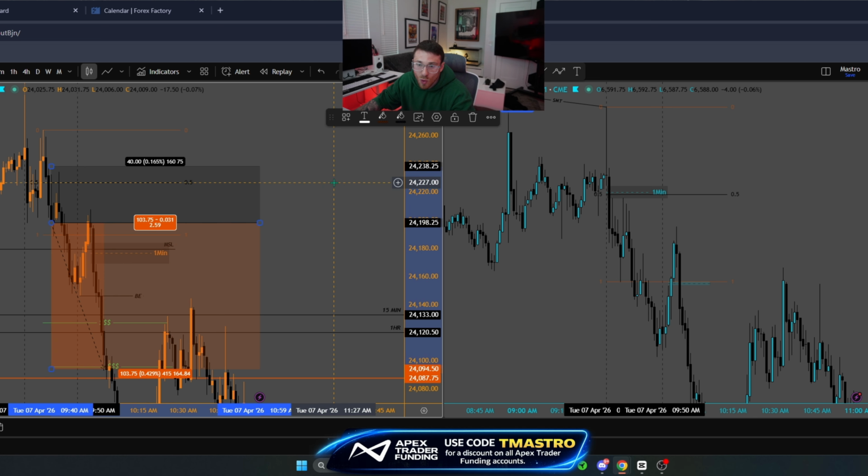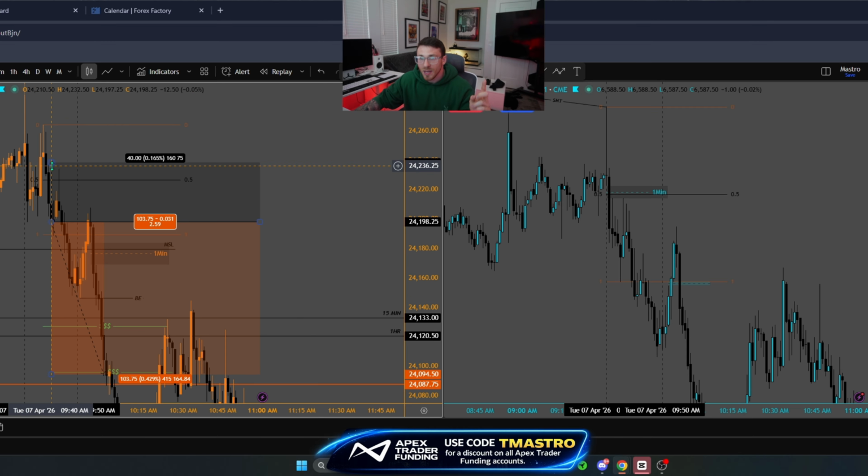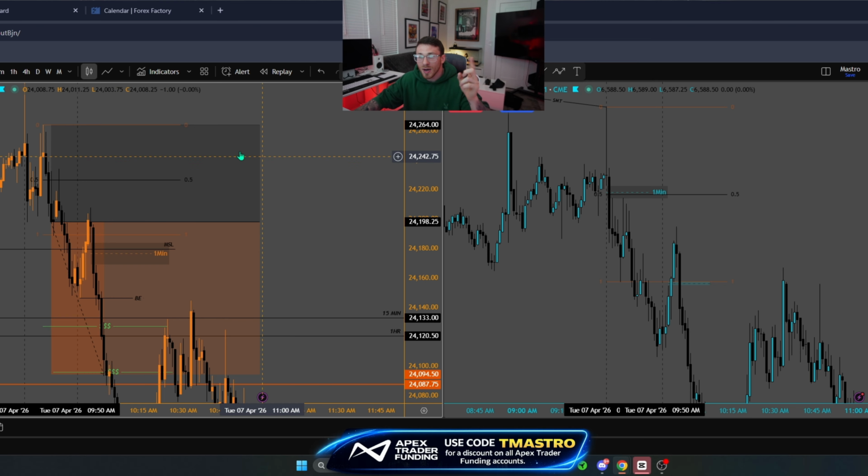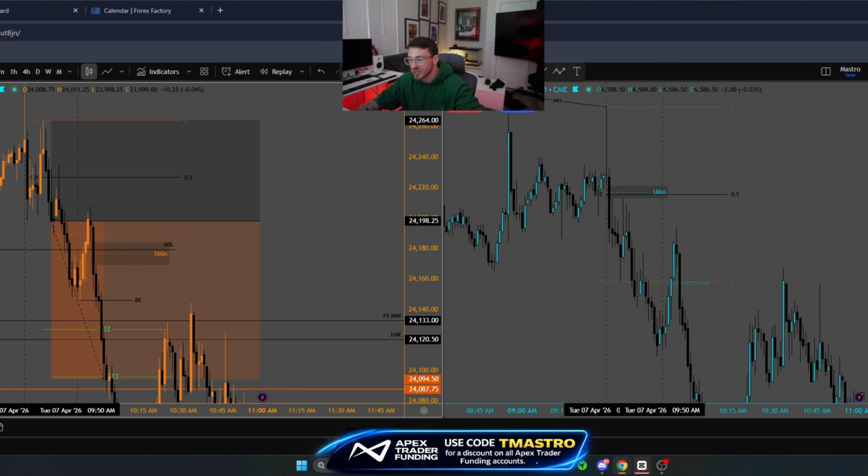I enter in one position. I enter in one micro and I have my stop loss above this high at this point, correct? I want to see extra confirmation for price.